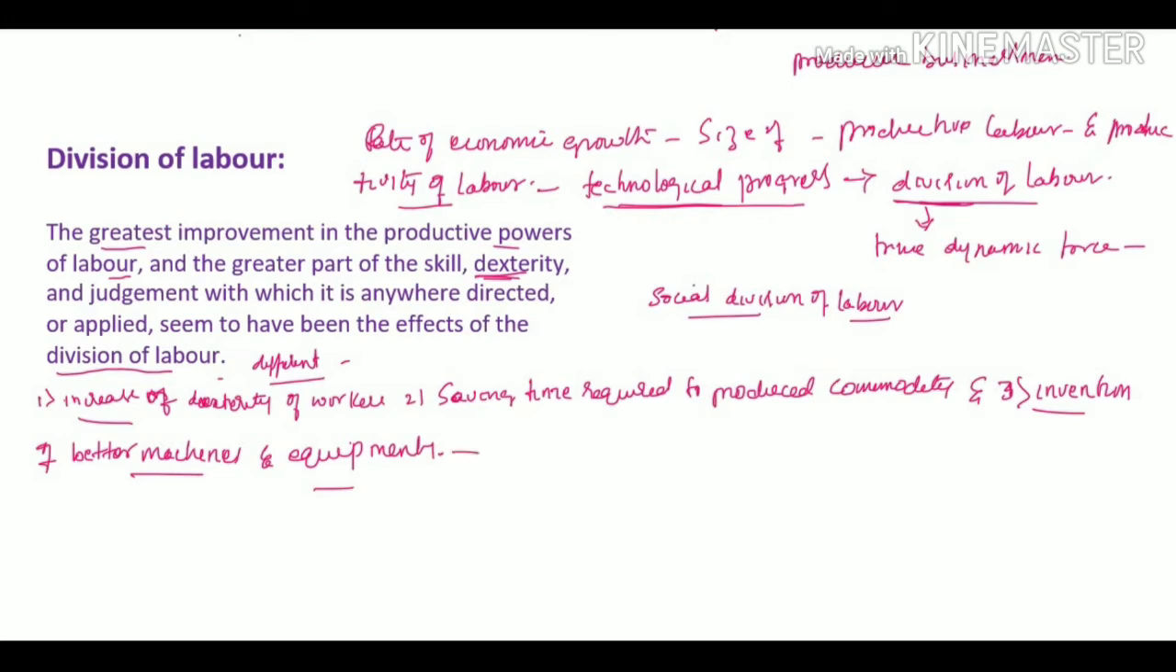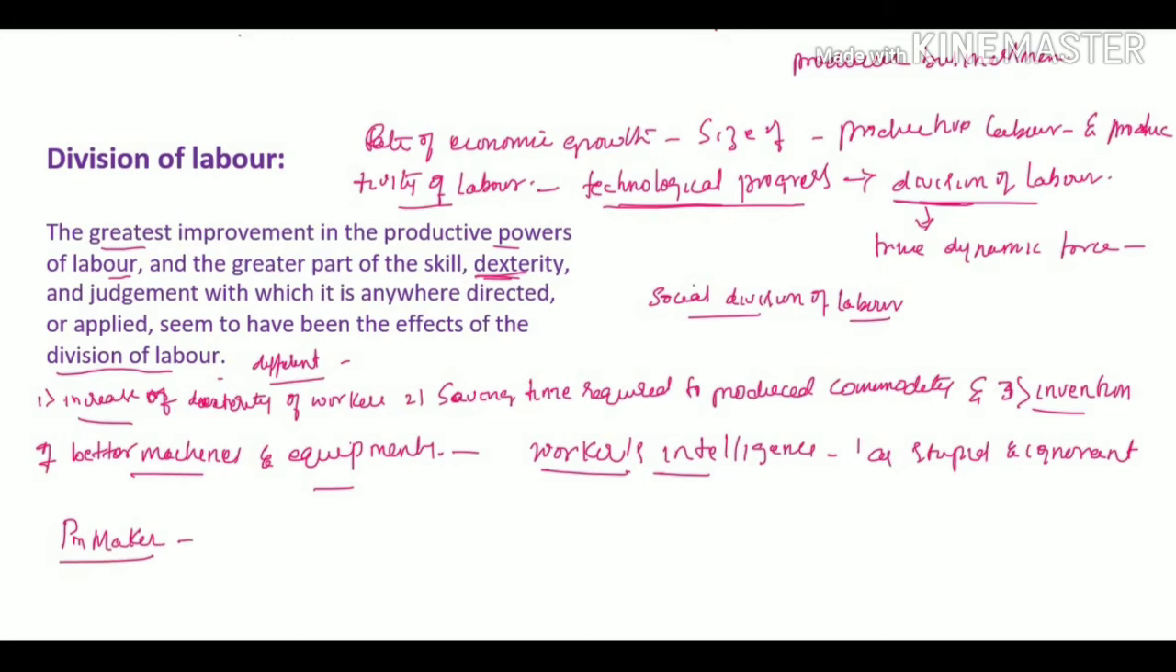This implies that invention is the result of workers' intelligence. But Adam Smith wrote that workers become as stupid and ignorant as it is possible for a human creature to become as a result of division of labor. Adam Smith took notice of the trade of the pin maker to explain the division of labor.